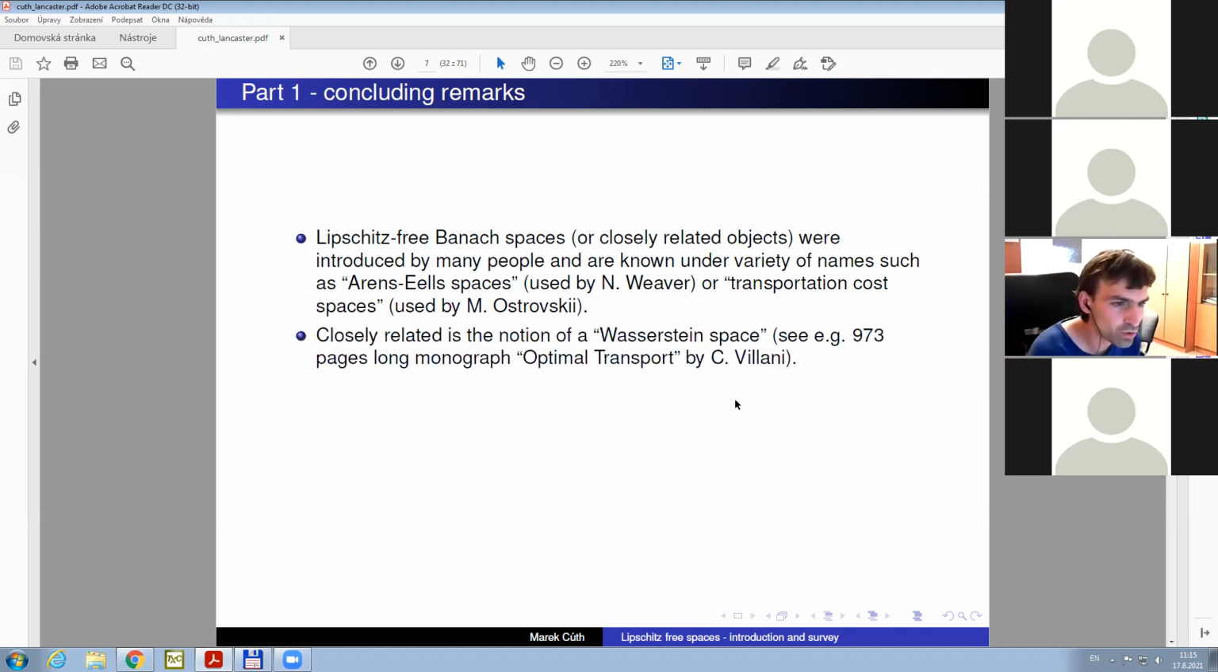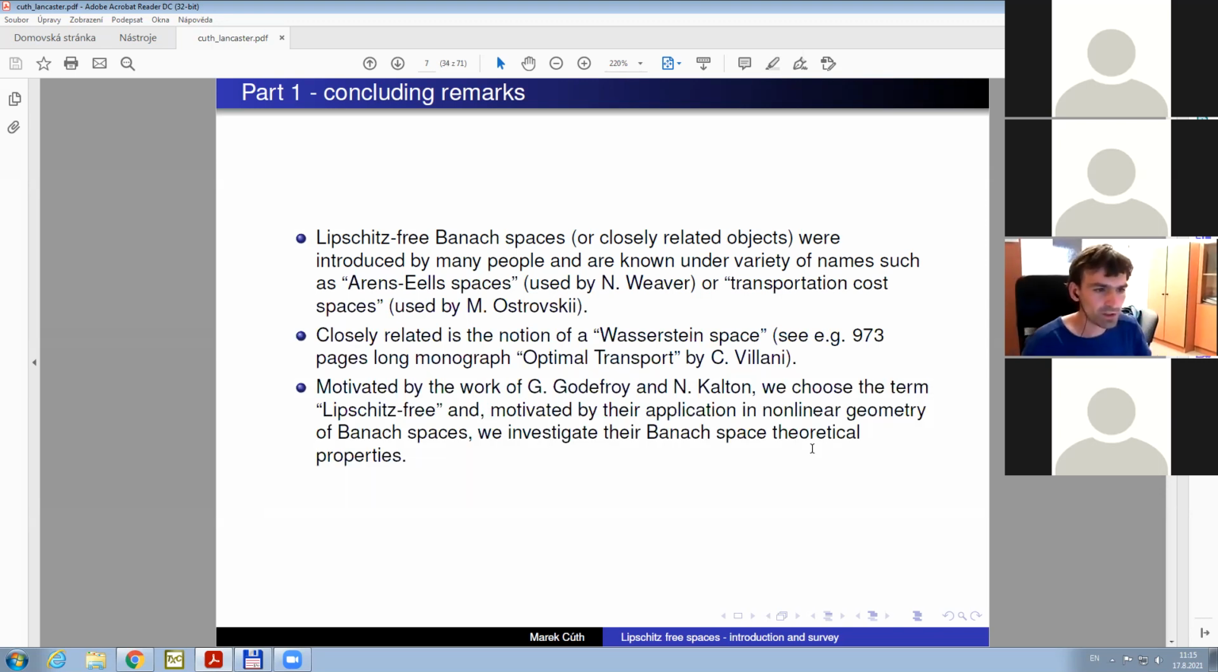A closely related notion is the notion of a Wasserstein space. This is a notion used in applications of mathematics quite a lot, in PDEs and so on. There is a very long book dedicated to the notion of a Wasserstein space by the Fields medalist Cédric Villani, so there is a connection even to those works. However, in what follows, motivated by the work of Godefroy and Kalton, we choose the term Lipschitz-free, and motivated by the applications, we investigate Banach space theoretical properties of Lipschitz-free spaces. This is what we are interested in and what we study.